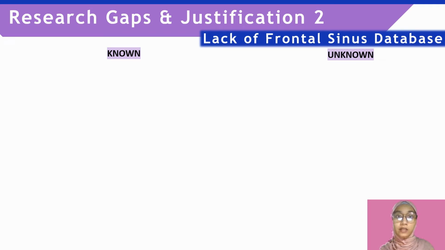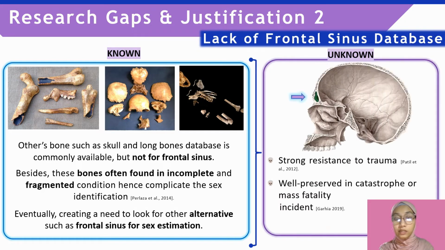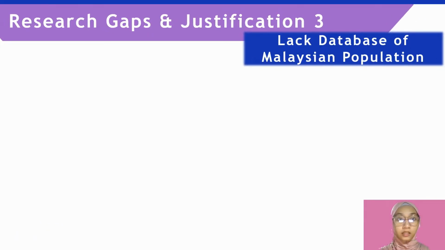The database of other bones such as the skull and long bone is commonly available, but this is not true for frontal sinus. Besides, the long bone and also the skull are commonly damaged in recovered skeletal remains. Therefore, they may not be suitable for sex estimation. This eventually creates a need to look for other alternatives such as the frontal sinus for sex estimation. The frontal sinus is located within our frontal bone. It has a characteristic of strong resistance to trauma, which makes it well preserved in any catastrophe or mass fatality incidents.